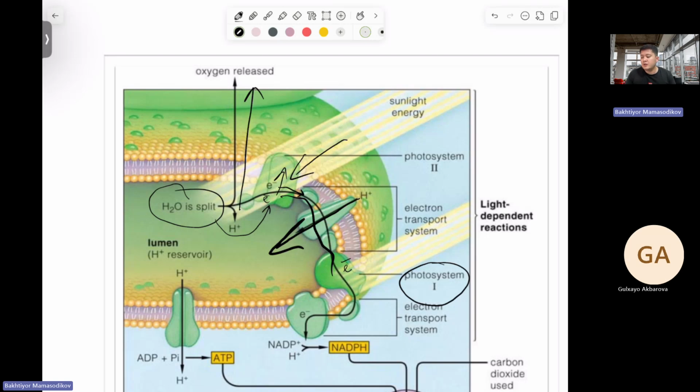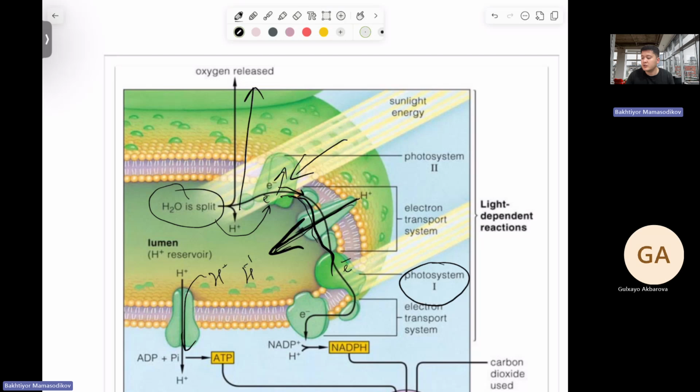And the proton gradient builds up here. When the electrons move, they pump the hydrogen. Here, what's happening? The electrons are pumping the hydrogen in, so protons will be more inside, then they will go outside and make the ATP. So this enzyme spins like a turbine and makes ATP from ADP. Okay, so NADPH is also formed.